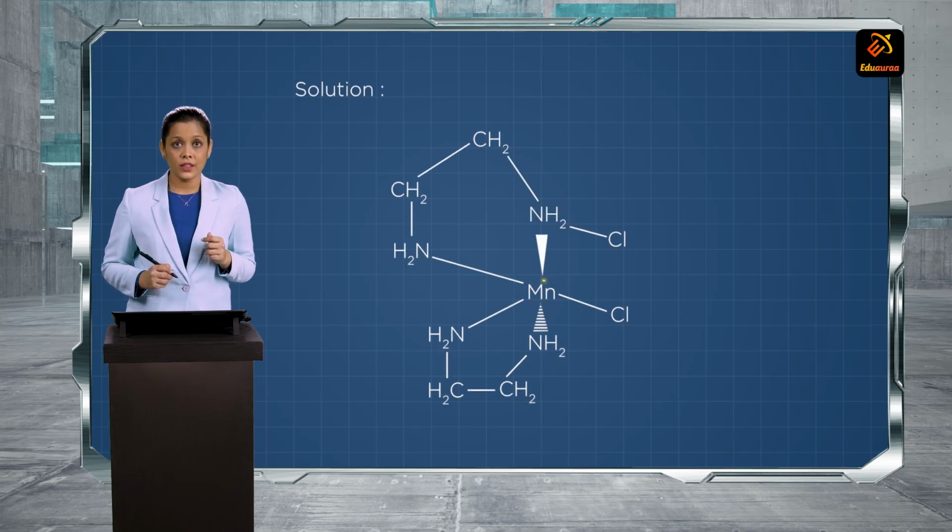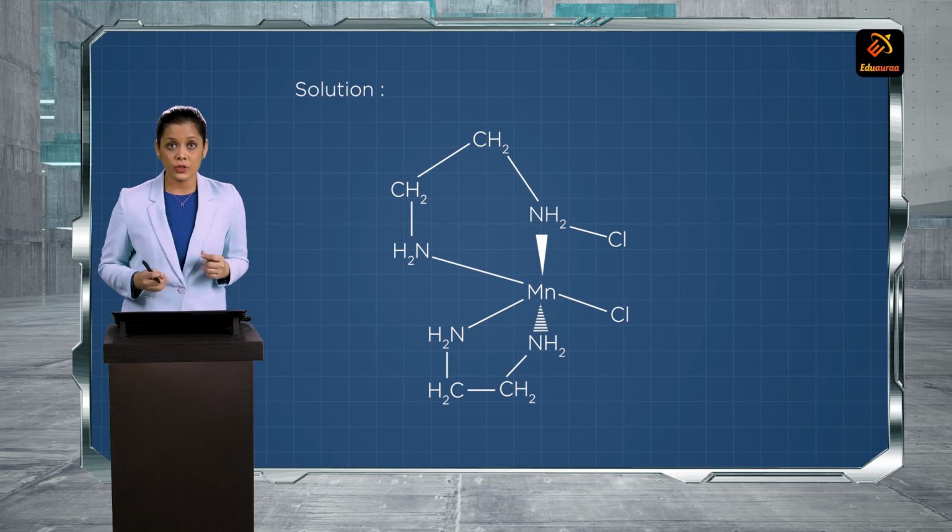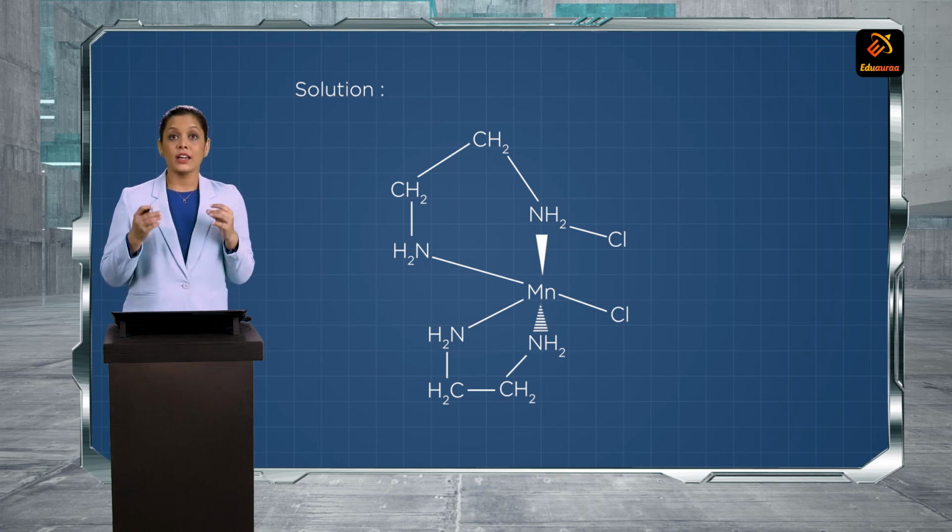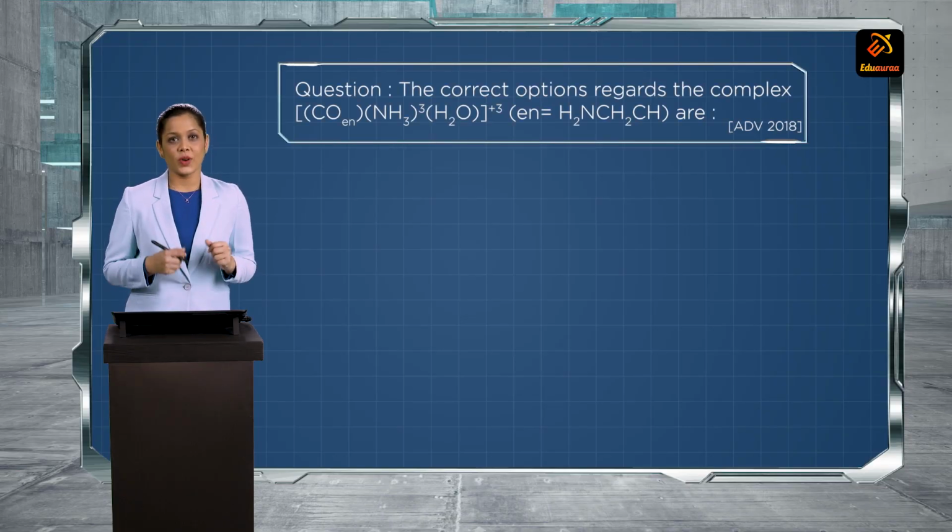So students, in order to find our answer, that is the Mn-nitrogen and the Mn-chlorine angles in the cis position, we need to draw the structure. The structure looks like this: Mn in the center with 2 ENs and 2 chloride ions. According to this structure, we can see that there are 6 Mn-nitrogen and Mn-chlorine angles in the cis position. So students, the answer here is 6. Moving on to the next question.